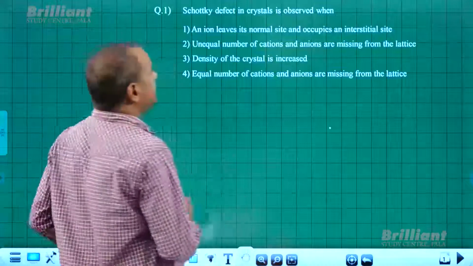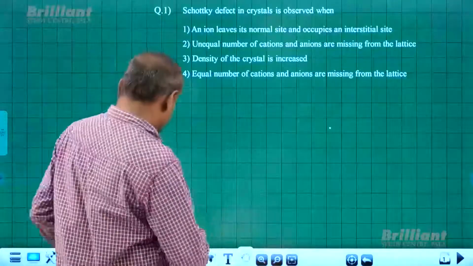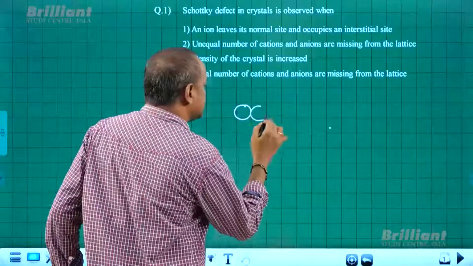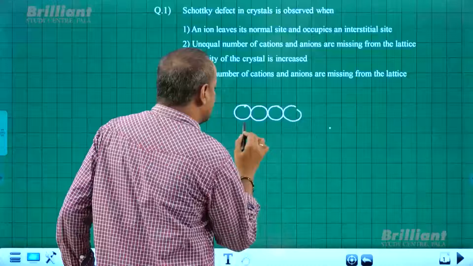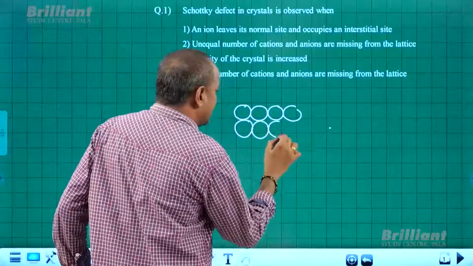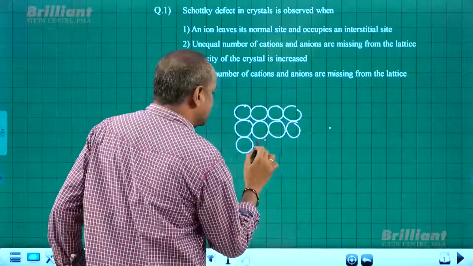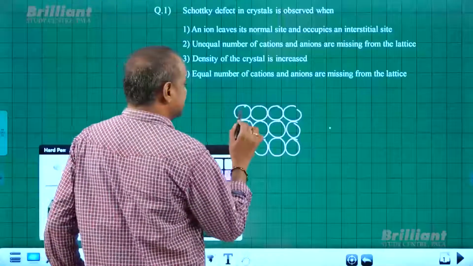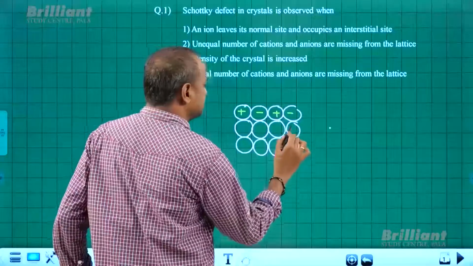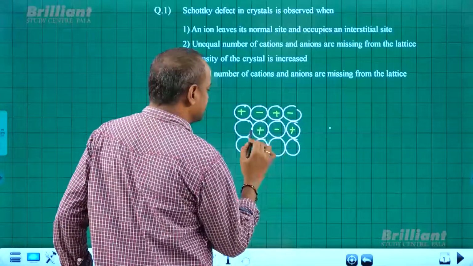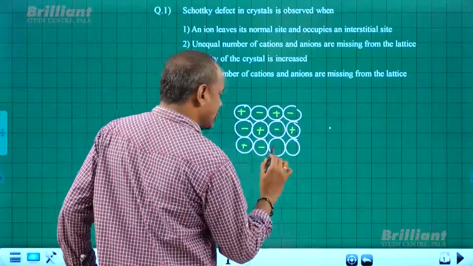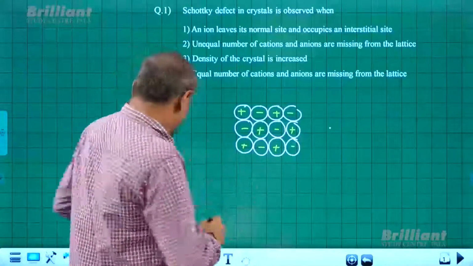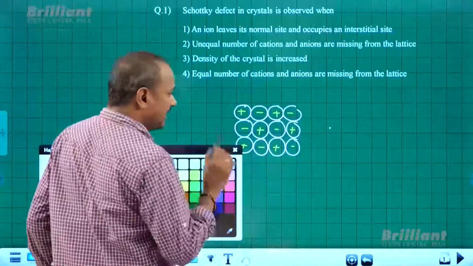First one, Schottky defect in crystals is observed when? It is given by ionic compounds. Suppose we take a crystal lattice containing a regular arrangement of cations and anions. I will take this as plus, minus, plus, minus, plus, minus, plus, minus, like this, alternate ions. Now there is no disorder here, but one cation, one anion pair is missing.